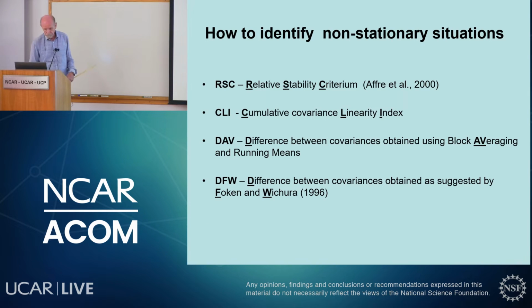Now we developed about 4 kinds of criteria: relative stability criterion, cumulative covariance linearity index, and then the difference between covariances obtained using block averaging and running means. And then the last one has been established by Foken and Wichura.